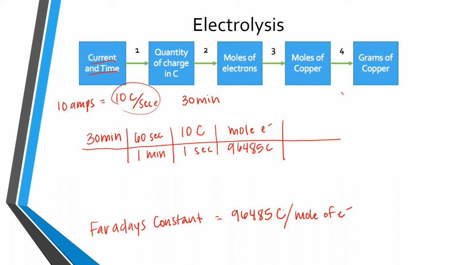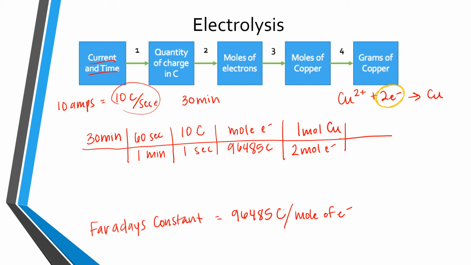Now, remember, we're dealing with copper. We're reducing copper. That's what we were told in our problem. So how many moles of electrons are needed for each copper? It's 2 electrons. So 2 moles of electrons for every 1 mole of copper.